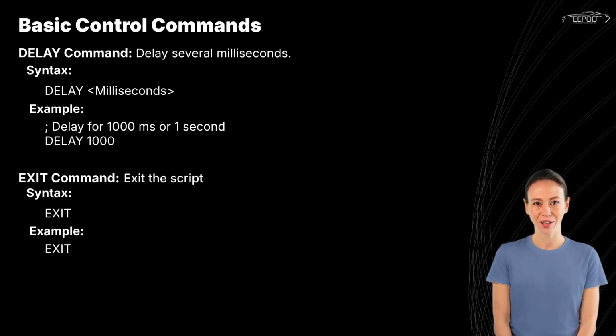Next is the exit command. When you want to stop your script, like if something fails or you're done, just use exit. It'll exit and go back to the main menu on the MyCANIC device.